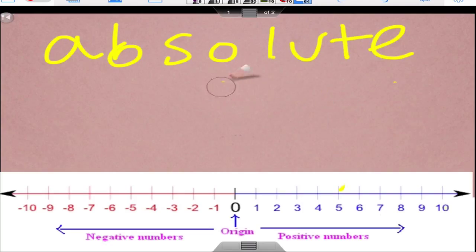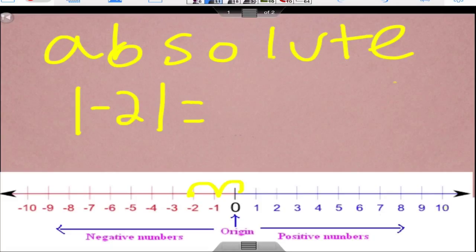So what's the absolute value? Let's do another one. Of negative 2. So we go to negative 2, and we go 1, 2, 2 hops to 0. So it's 2. The absolute value is 2. It's not negative 2. It's just 2. It's how far it is away from 0.